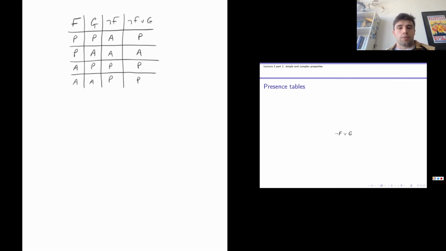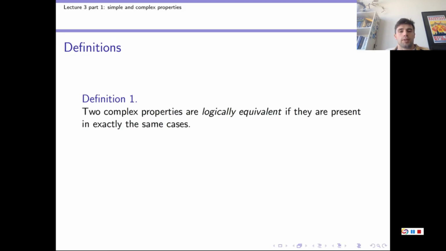Now, to finish off, we'll make some analogous definitions to those we made last time in the case of statements and truth tables. So we say the following things in the case of properties. Two complex properties are logically equivalent if they are present in exactly the same cases. So here by cases, I'm thinking of rows in presence tables. So to check whether two complex properties are logically equivalent, you construct the presence tables for each of them, and then you compare the columns for the two properties being compared. You see whether they agree in every row of their truth tables.